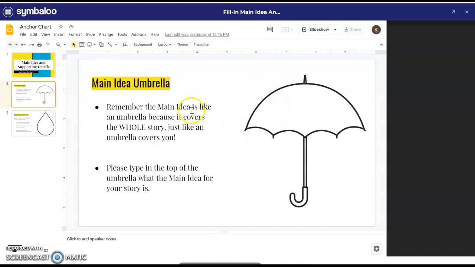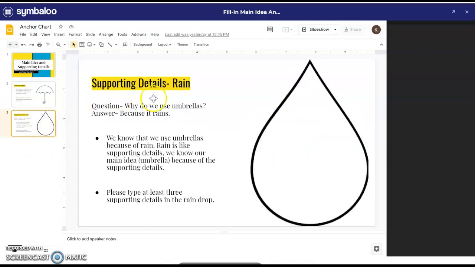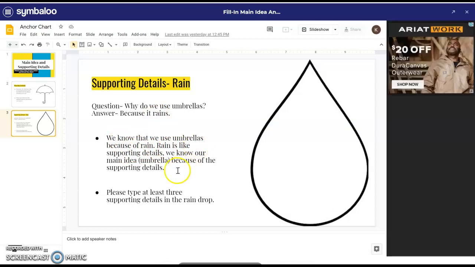So here's the beginning. Remember, the main idea is like an umbrella because it covers the whole story just like an umbrella covers you. Please type in the top of the umbrella, so right in here, what the main idea for your story is. Supporting details is like the rain. Question, why do we use umbrellas? Because it rains. We know that we use umbrellas because of rain. Rain is like supporting details. We know our main idea, umbrella, because of the supporting details. Please type at least 3 supporting details here in the raindrop.